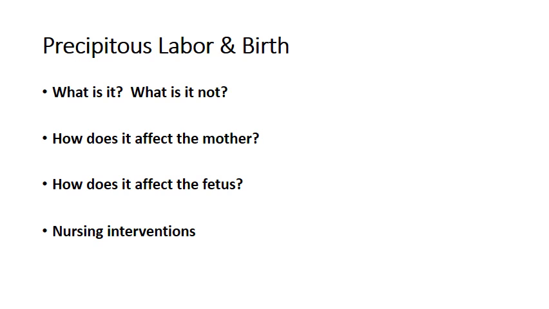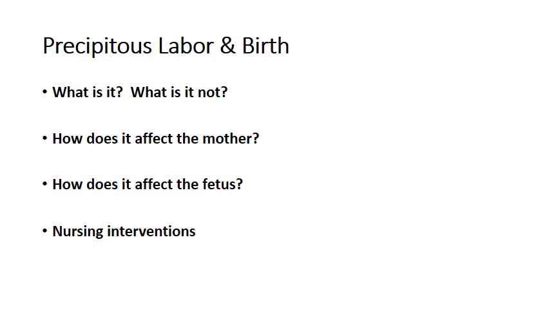So now we're going to move on to precipitous labor and birth. What is precipitous labor? It means that the entire labor and birth occurs within 3 hours from start to finish. A precipitous labor is not a mom that's been laboring at home for hours and comes in and delivers very quickly after she arrives. It means from the onset of labor to delivery is within 3 hours.